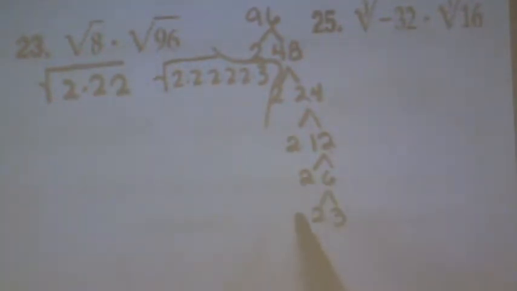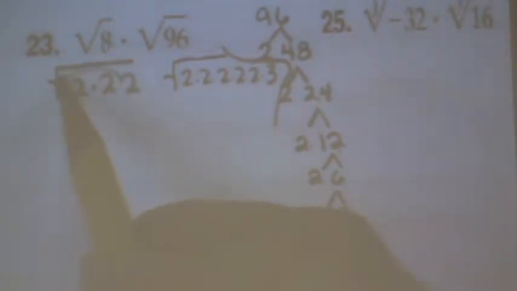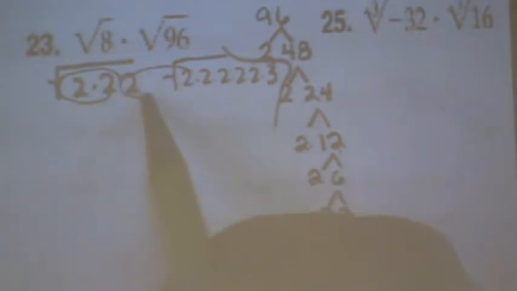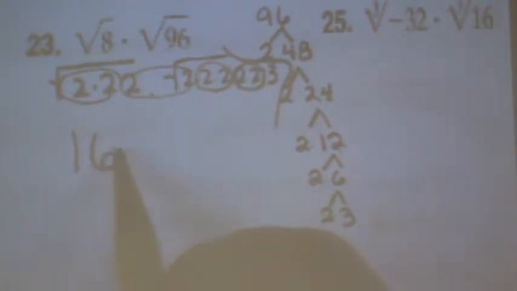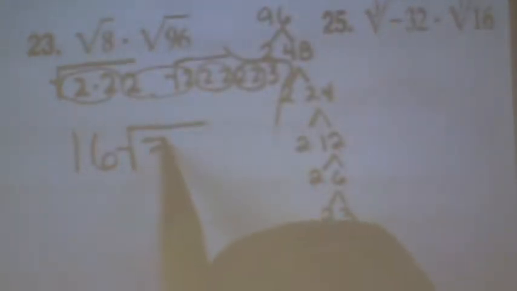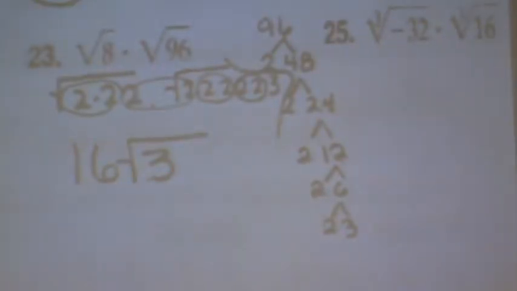Okay, so 2 times 48, 12. Okay, that's good. So now we want groups of 2. There's one group, 2, 3, 4. So we're going to do 2 times 2 is 4, times 2 is 8, times 2 is 16. The answer would be 16 root 3.